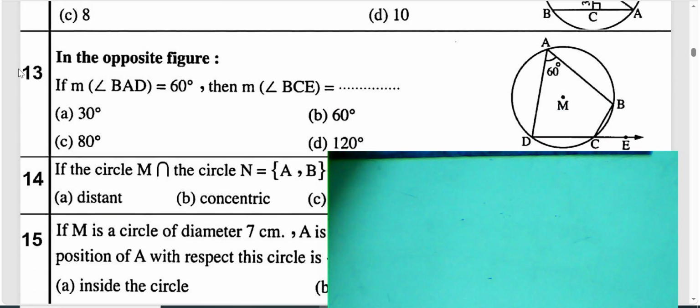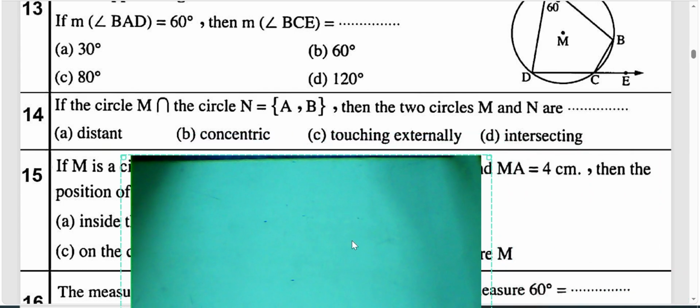We have the measure of angle BAD equals 60 degrees here, and he wants to find the measure of angle BCE. We have an exterior angle. The measure of the exterior angle is equivalent to the measure of the opposite interior angle. The measure of angle BCE is equivalent to 60 because ABCD is a cyclic quadrilateral. Then the exterior angle BCE is equivalent to the interior angle A, which is opposite to the adjacent side. The measure of angle BCE equals angle A, which equals 60 degrees. Choose letter B here. Next question, number 14.